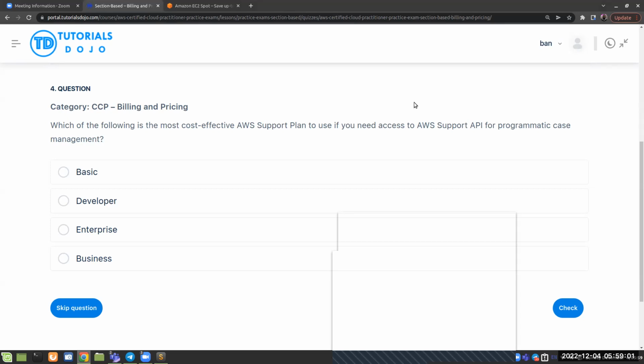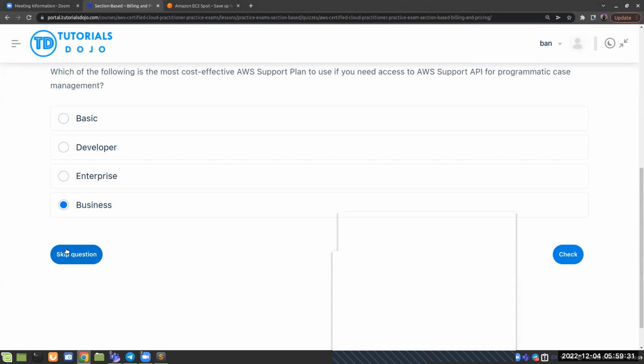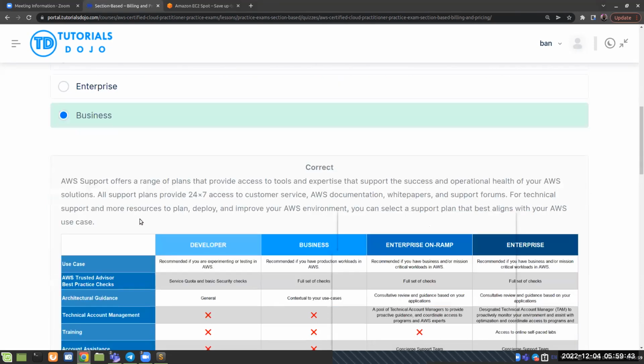I think it's business. Okay. You say business. What about the others? When do you start using the AWS support programmatic case? Yeah, I'll go with business as well. Okay. Two people say business. All right. So let's pick business and see. Okay, that's correct. It's business.